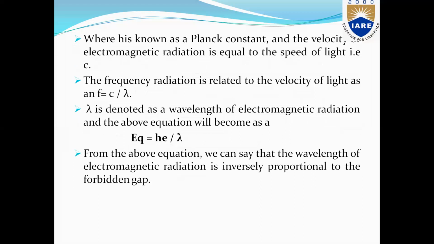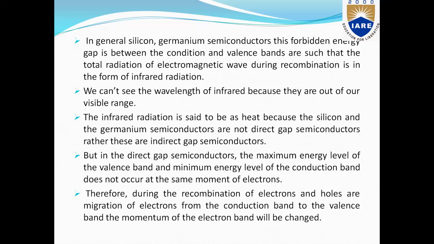The velocity of electromagnetic radiation is equal to the speed of light, that is c. The frequency of radiation is related to the velocity of light as f equals c by lambda. Lambda denotes the wavelength of the electromagnetic radiation, and the above equation becomes E equals hc by lambda. From the above equation, we can say that the wavelength of the electromagnetic radiation is inversely proportional to the energy gap.